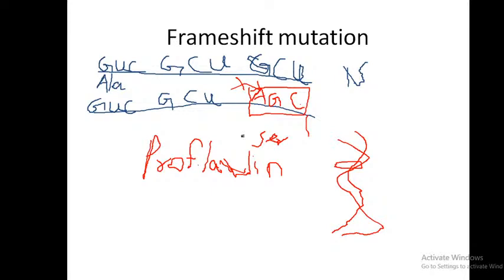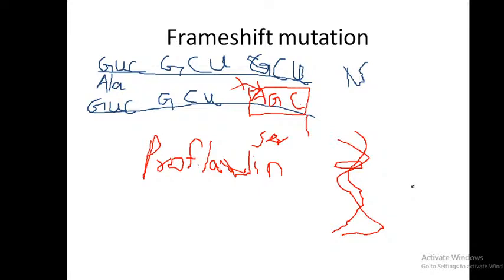The acridine dyes such as proflavin, when incorporated into the DNA strand, will cause the frame shift mutation in the DNA, and as a result of that, the protein formed from this DNA, or the RNA formed from this DNA, will be a distorted one.